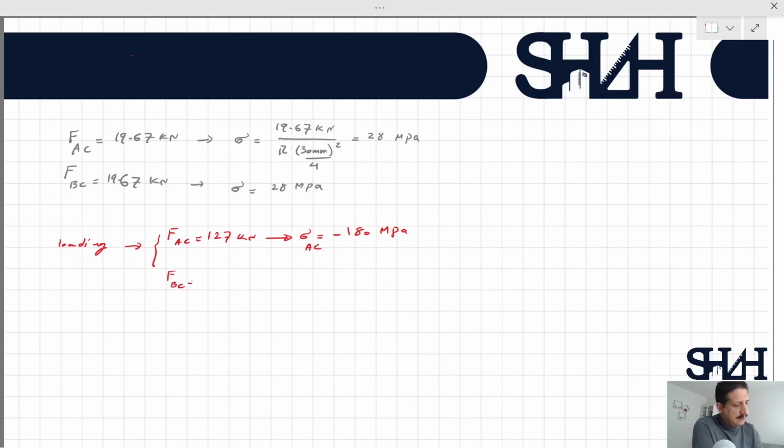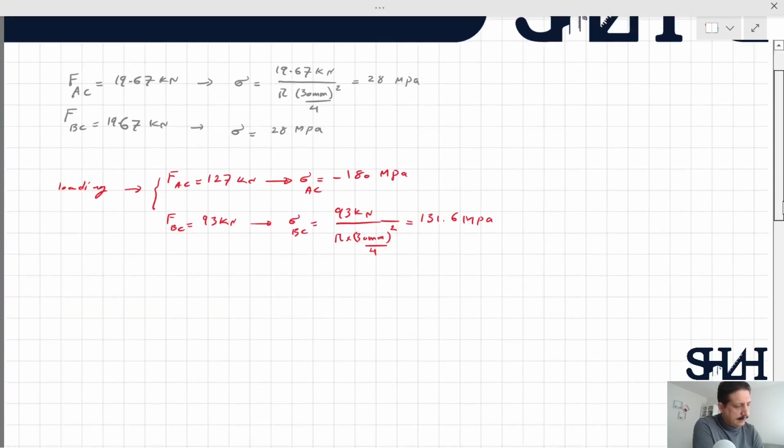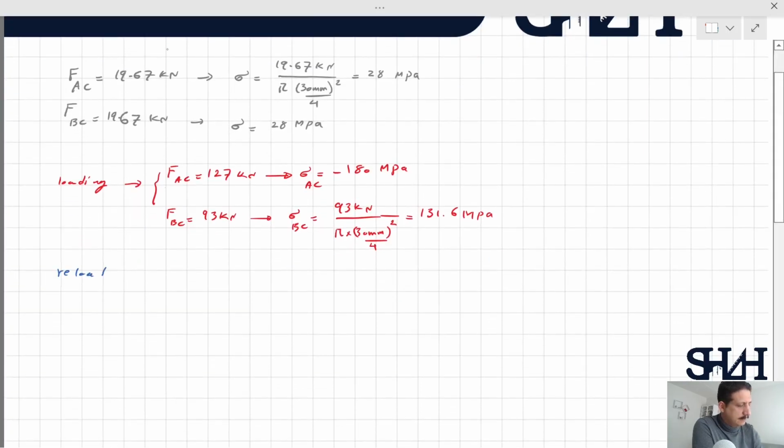And in BC, the load was 93 kilonewton. So sigma in BC was 93 kilonewton divided by pi times 30 millimeter squared divided by 4. So it will be 131.6 megapascal. And in the reloading, FAC was in tension, 146.6 kilonewton, and FBC was in compression, which was 73.3 kilonewton.